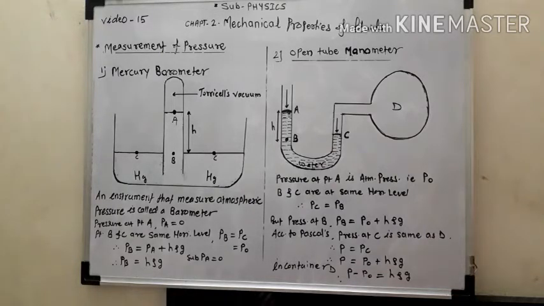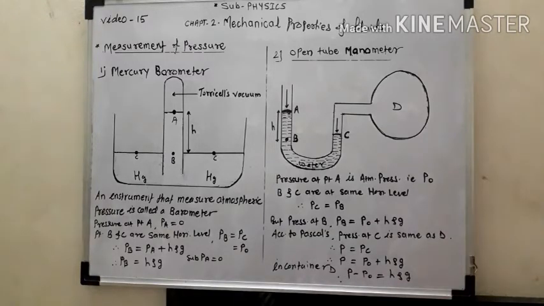Now we will see the next point, that is the measurement of pressure. There are many instruments which can be used to measure pressure. An instrument used to measure pressure is called a pressure meter, pressure gauge or vacuum gauge. There are two instruments used here to measure pressure: one is the mercury barometer and the next one is the open tube manometer.